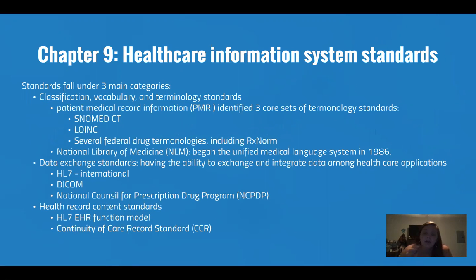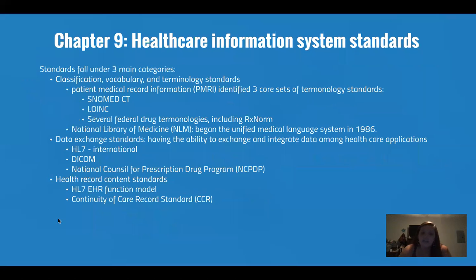And so those three main categories are classification, vocabulary, and terminology standards, data exchange standards, and health record content standards. And as you can see right here, HL7 falls under data exchange standards and health record content standards. And just by having ELINX as a part of those standards and a part of being that usage, it allows for a clean, recognized, uniform standard across all platforms.